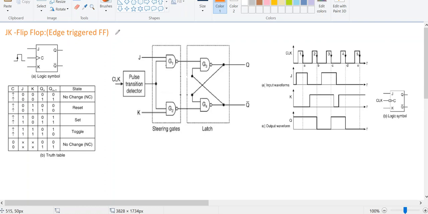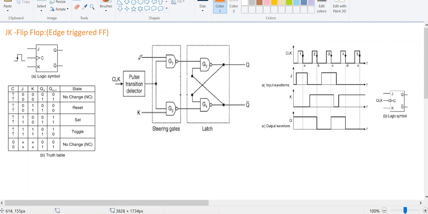Edge-triggered means, as we discussed earlier, there are two types: positive edge-triggered and negative edge-triggered. In these video lectures, we are considering only the positive edge. These are our two input variables, J and K. When I consider a positive edge-triggered clock, we can observe a clock pulse, and this is our logic diagram. It seems to be like an SR flip-flop, not exactly a JK flip-flop.